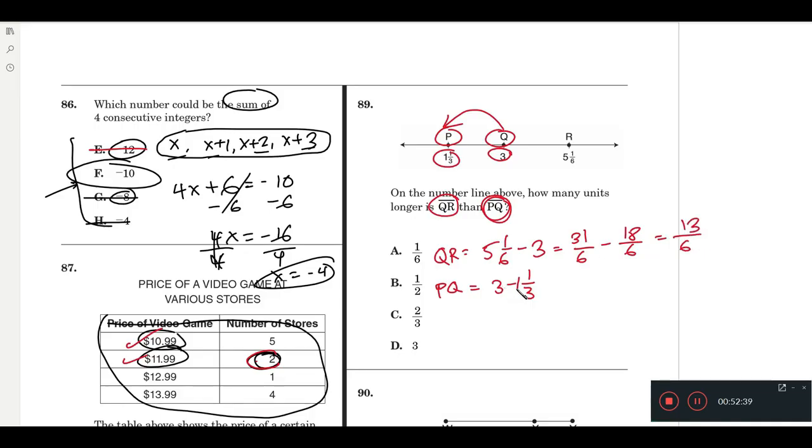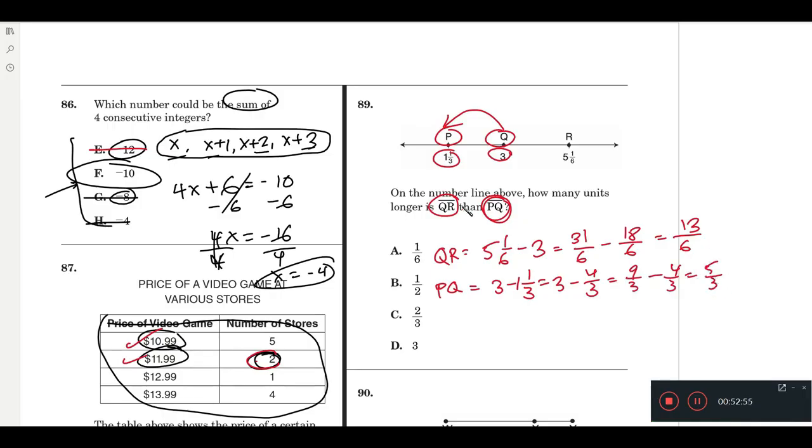Okay, and how about this one? So this is 3 minus 4 over 3, thirds. Which is like, 3 I can multiply top and bottom by 3, it's like 9 over 3 minus 4 over 3, right? It's 5 over 3.